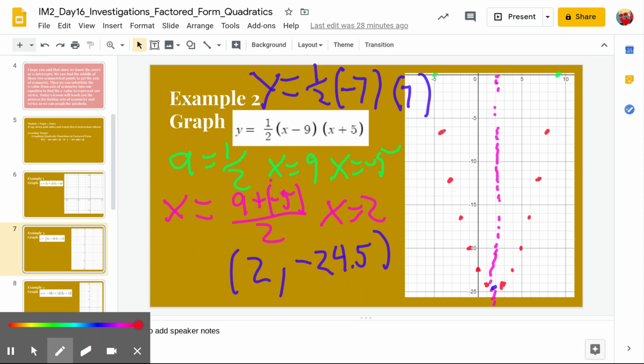And then finally, I didn't have to do the next one. I already had my zeros there in green. So now I just connect the dots and make my nice, pretty parabola.